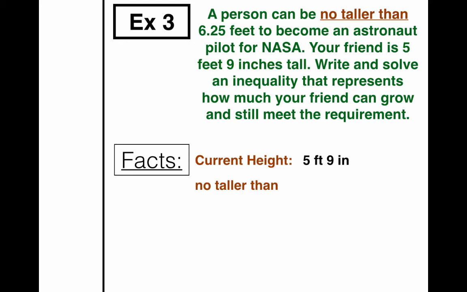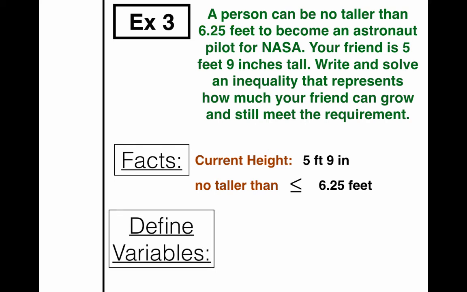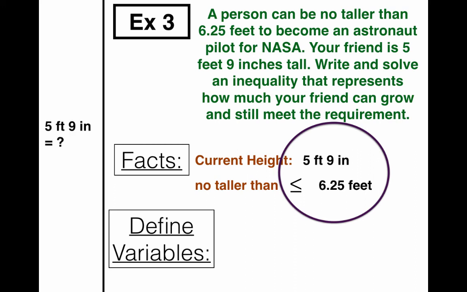You can be no taller than, which sounds like no more than, so less than or equal to, 6.25 feet. Okay, well, what's our variable going to be? We're supposed to write and solve an inequality that represents how much your friend can grow. But before we do the variable part, we have a little bit of conflict here. We have 5 feet 9 inches and 6.25 feet. Those are kind of hard to relate.